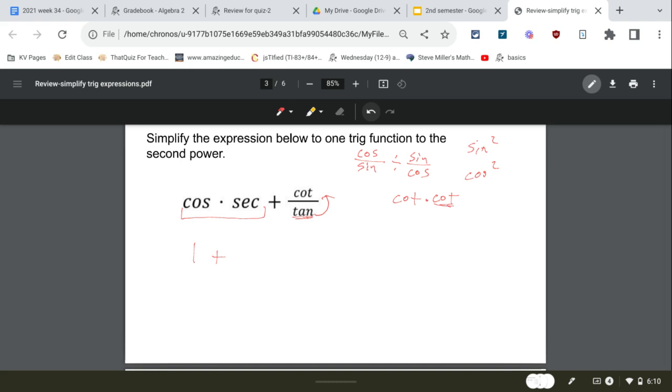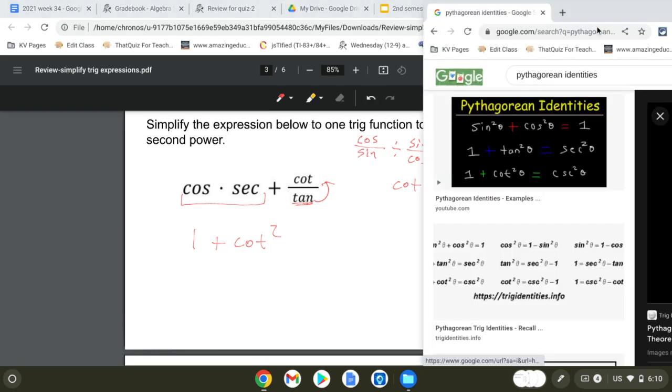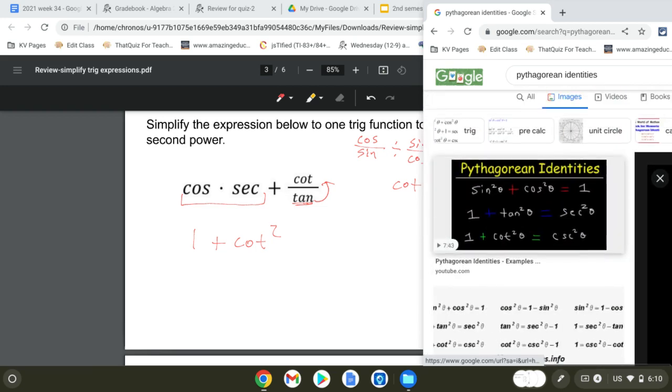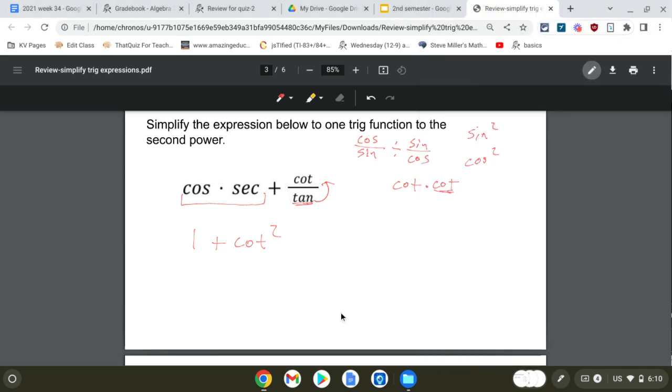So this leaves me with 1 plus cotangent squared, and I'm sure there's an identity for that. 1 plus cotangent squared. Where's my identities? There we go. Oh, okay. 1 plus cotangent squared is cosecant squared. And that's my final answer. Equals cosecant squared. Okay, that's it.